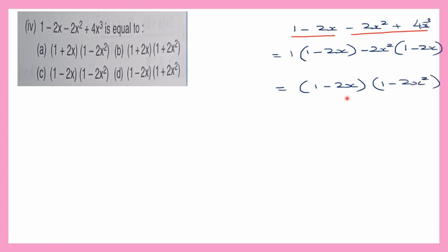And which option is that? 1 minus 2x. Let's look for that. We have 1 minus 2x here and here. But here it is 1 minus 2x square. So 1 minus 2x square is here. So option C is our answer.